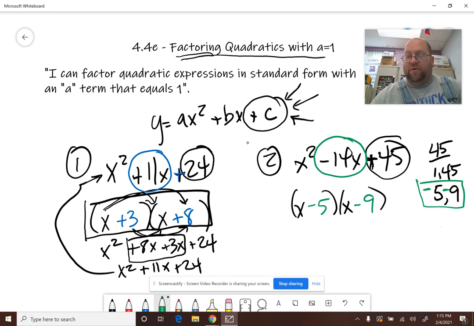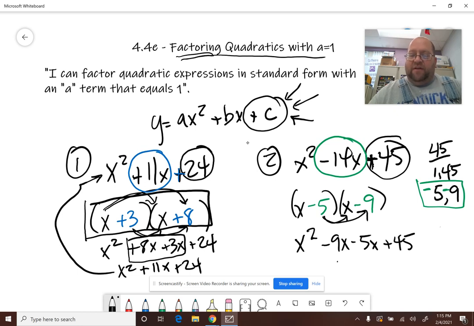And again, we could FOIL this out. We'll do that kind of quickly, just so you see it. X squared, x times negative 9 would be negative 9x. Negative 5 times x would be negative 5x. Negative 5 times negative 9 would be positive 45. And voila, there you have it, we come right back to the original answer that we started with.